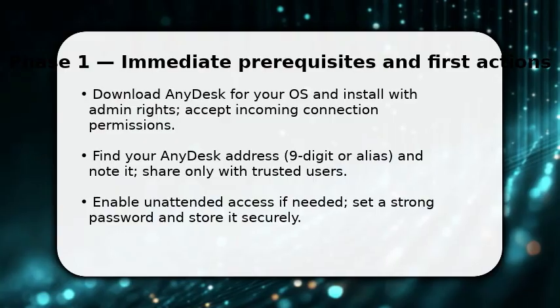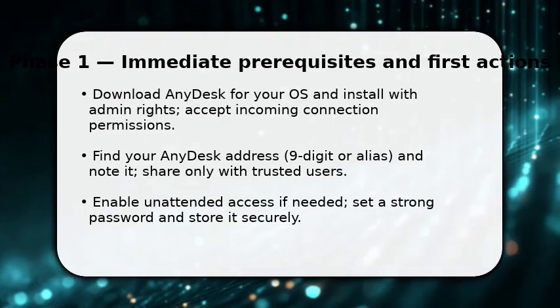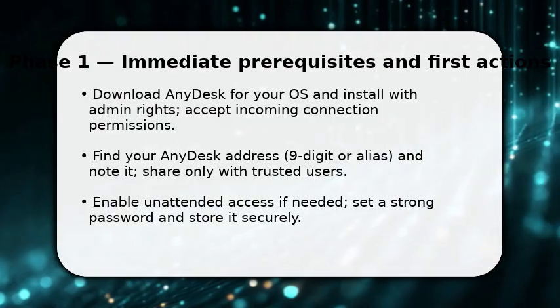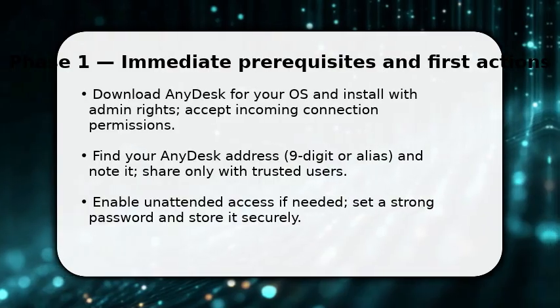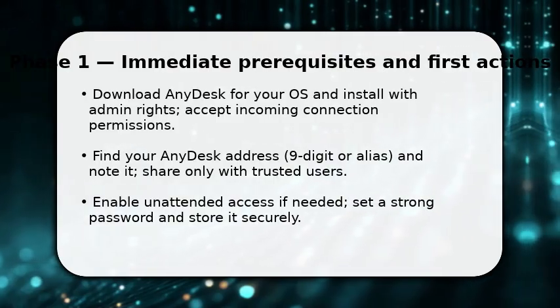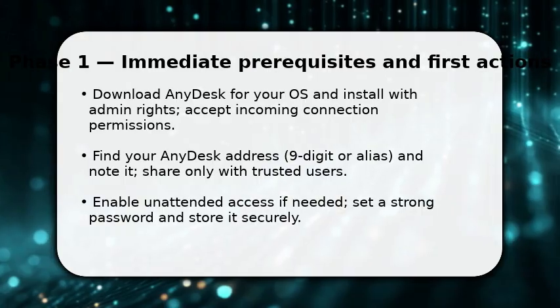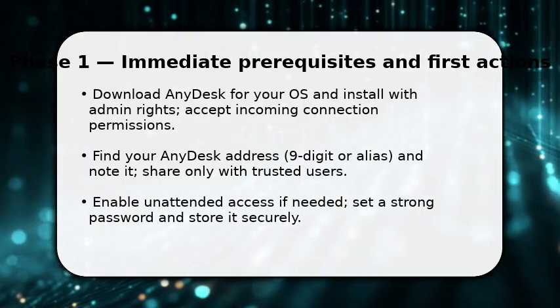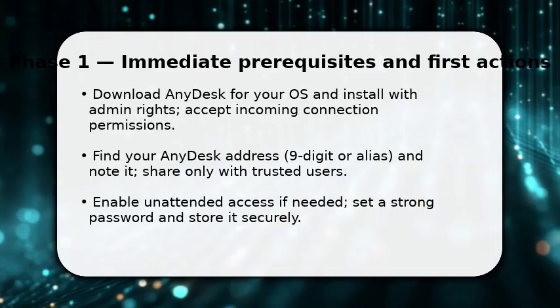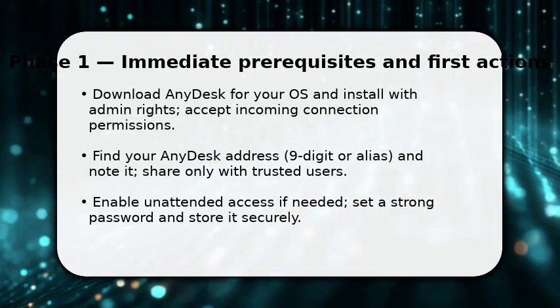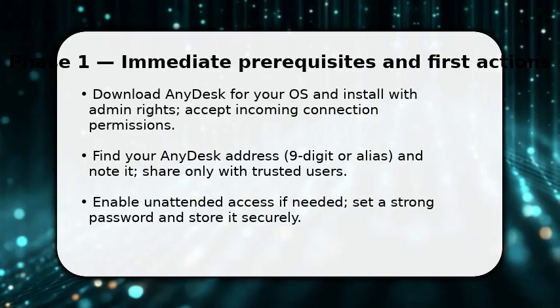You start by installing AnyDesk and getting the ID so you can connect immediately. First, run the installer with admin rights and allow network permissions so remote control works reliably. Once done, open AnyDesk and copy your 9-digit address or custom alias. This is what you share with the other person.